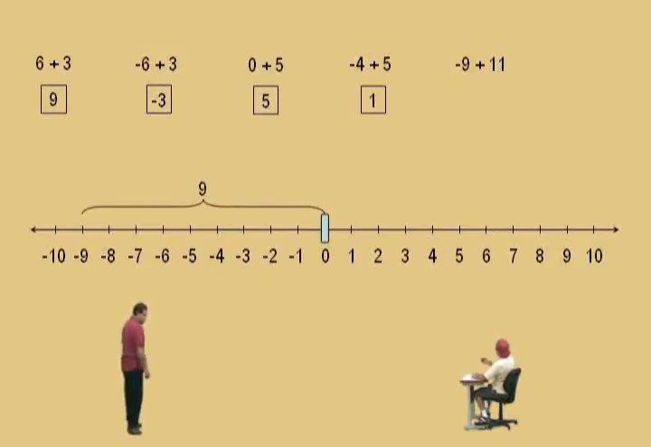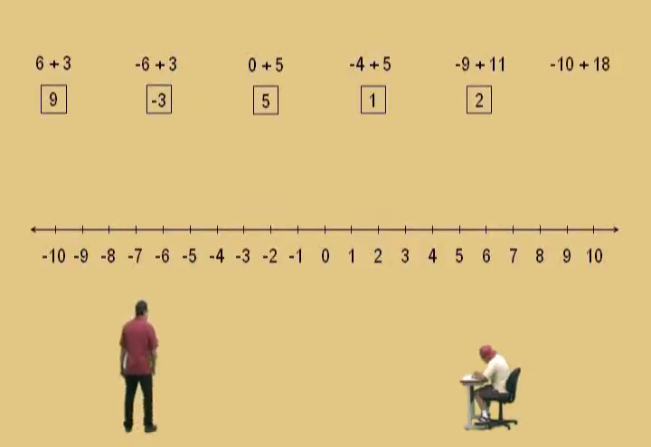Okay, now, how many more do I have to go? 2. 2 more, that's right. Okay. Notice, the 9 plus 2 is the 11. Now, where do we end up at, Charlie? 2. And so, negative 9 plus 11 does give you a positive 2.